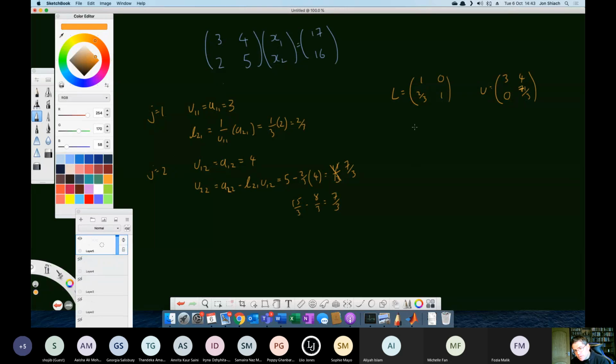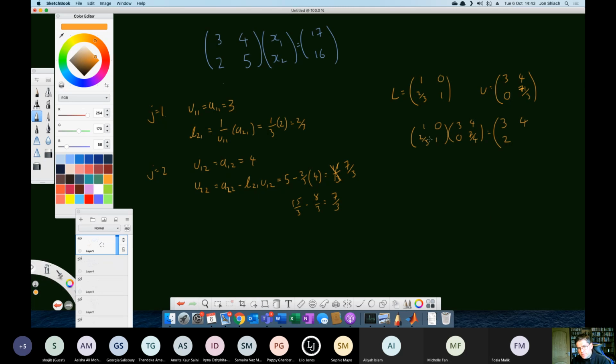Of course, we could always check whether we got that correctly. If we multiply these two together, we should get A. So we've got 1 times 3, which is 3. 1 times 4, which is 4. 3 times 2/3, so that would be 2, plus 0 is 2.